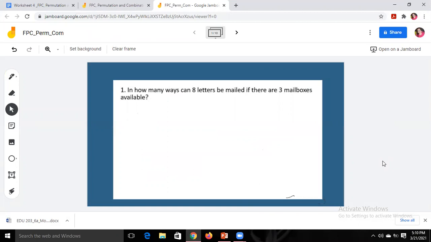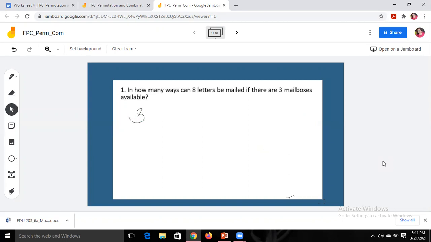Ayan. So ang first problem natin is, in how many ways can 8 letters be mailed if there are 3 mailboxes available? Okay, so let's have the first letter muna. Ang first letter natin, if there are 3 mailboxes, meron tayong 3 choices for our first letter. Okay, 3 choices na paghuhulugan na mailbox.